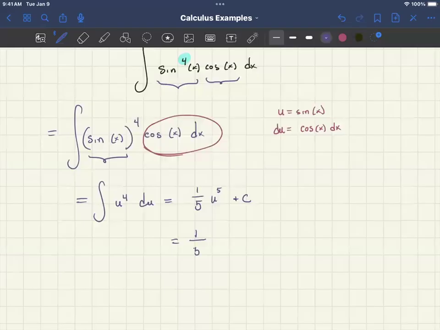If we start our problem with x's, we have to end our problem with x's. So we have to go back and use our original substitution, u is equal to sine of x, and place sine of x where we saw our u value to begin with. And once we do that, 1/5 sine to the fifth x plus c is our solution.